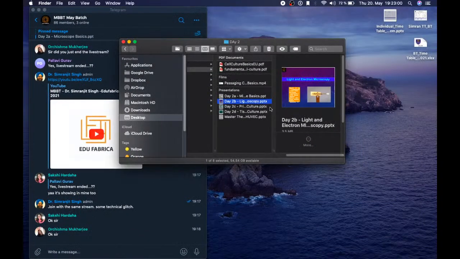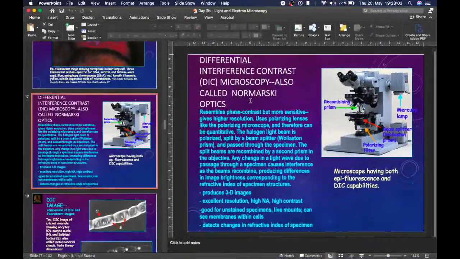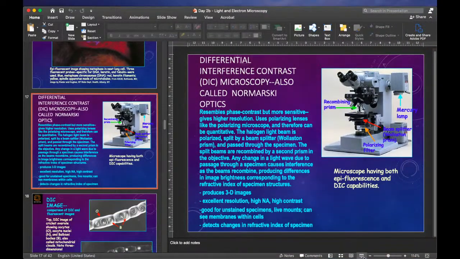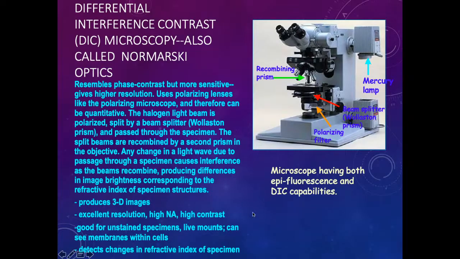So let's start with our yesterday session. We have discussed quite a number of microscopes yesterday, and epifluorescence was the last one. Now this is a bit complex, quite big. That is your differential interference contrast microscopy.